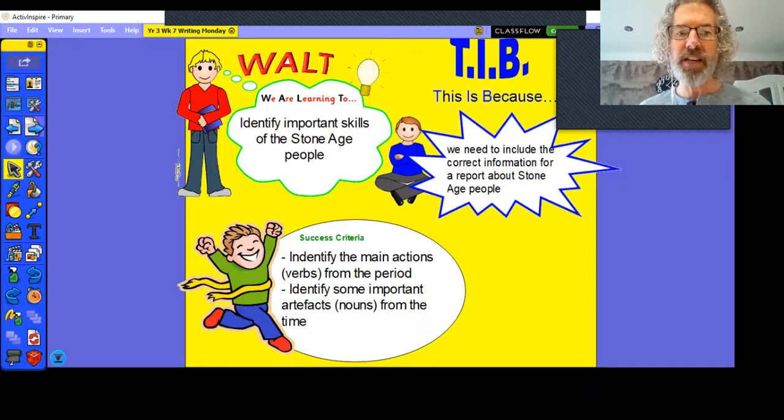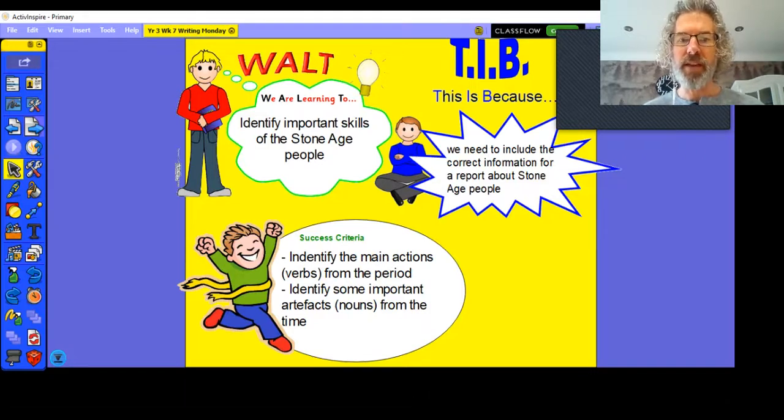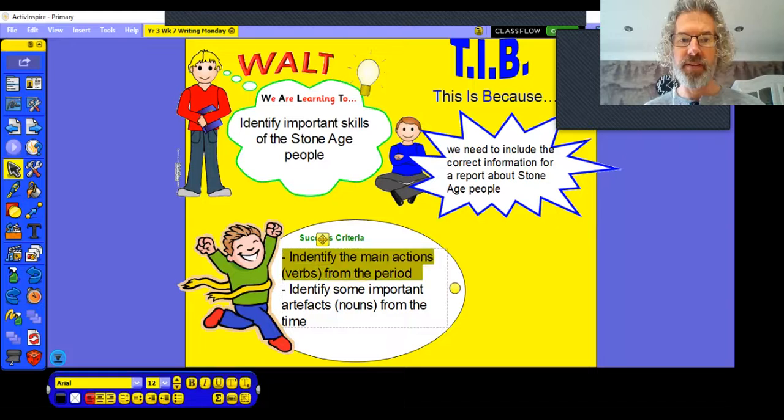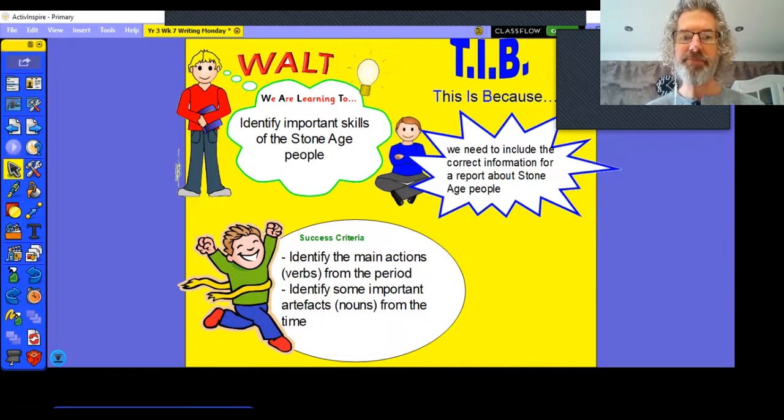So we are learning to identify important skills of the Stone Age people. This is because we need to include the correct information for a report about Stone Age people, and our success criteria are to identify the main actions, that's verbs, from the period, and to identify some important artifacts or nouns from the time. I've just spotted a typo which I'm going to correct. There it is.